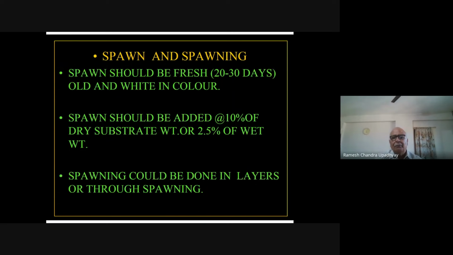Thorough spawning means you mix it into the entire substrate. There are some people, especially in the Northeast, Bengal, Assam, and Odisha, who mix spawn only in the margin area and top portion. They think the grain should be on top, so the mushrooms come from the grain. But mushrooms do not come from the grain. The grain helps as a carrier material, so we have to mix this grain in the entire substrate.